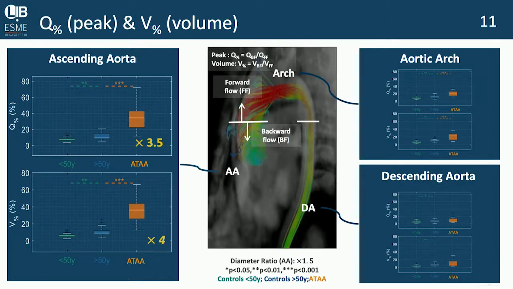Finally, we wanted to check that this increase of volume of backward flow was not just due to the fact that the aorta was bigger and so the amount of flow was higher. So we also studied the normalized parameters. As you can see, it remains significant in the ascending aorta and the aortic arch.